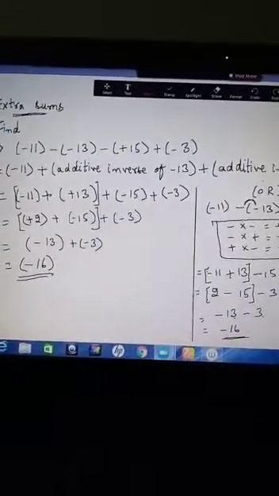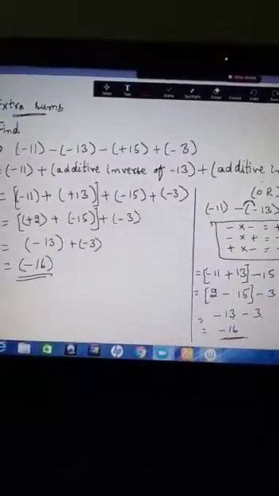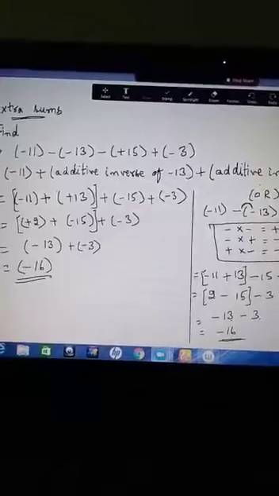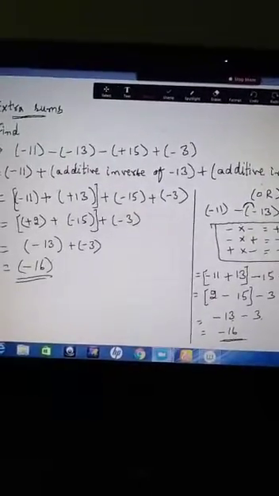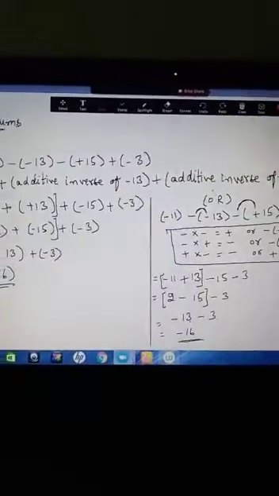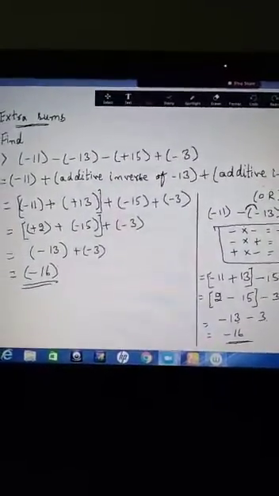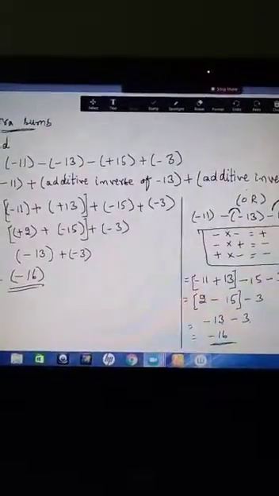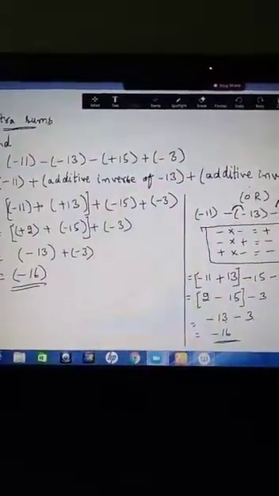One is positive, one is negative, which means we must subtract. Which is the bigger number? Negative is the bigger number. Write the negative sign. Minus, then 15 minus 2 is 13. Then plus of minus 3. Both are negative: 13 is negative, 3 is also negative. Both are negative, which means we should add them.